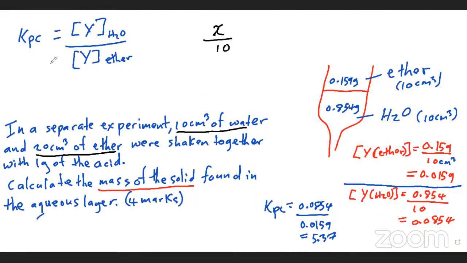Look at the equation here. This is the concentration divided by the amount in the other layer. So you start out with 1 gram of the acid. Let me use a different color.